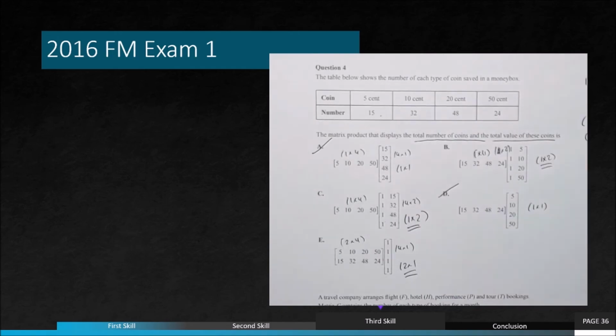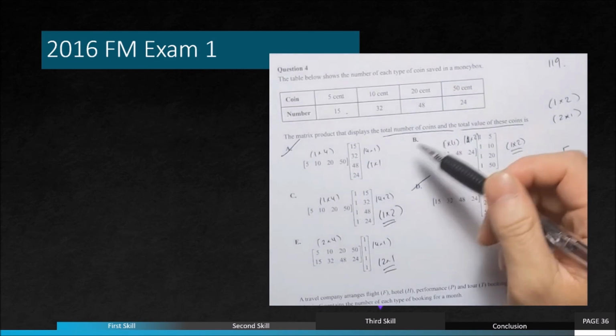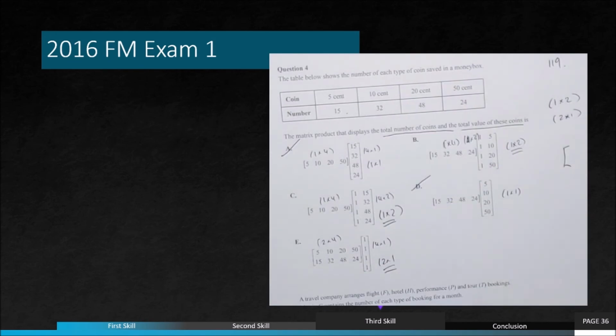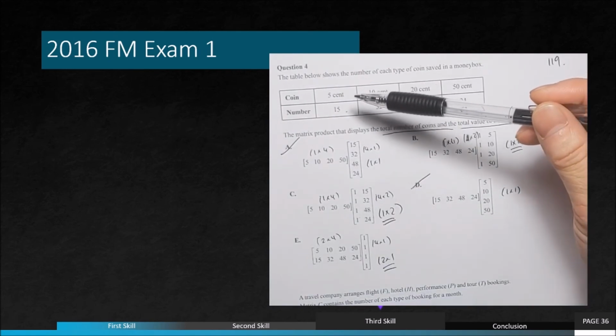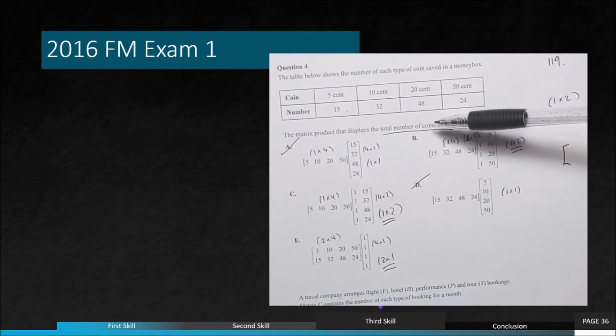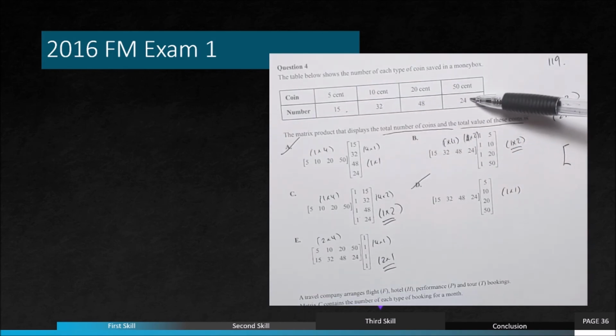Obviously we can't do it like that because we're looking for the matrix. So that means we've got three choices. I guess the easiest way would be to multiply them out. So keeping in mind, we need to have the total number of coins, and to get the total number of coins we need to add up 15, 32, 48 and 24. So we need to add these up.